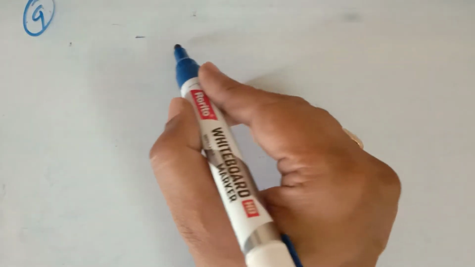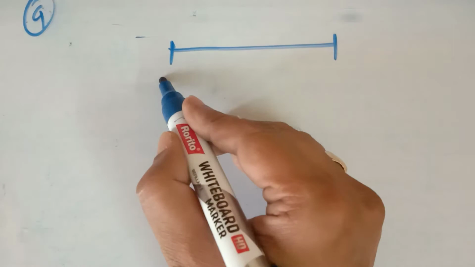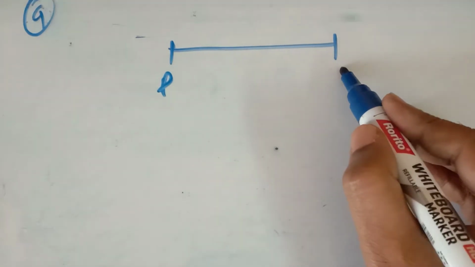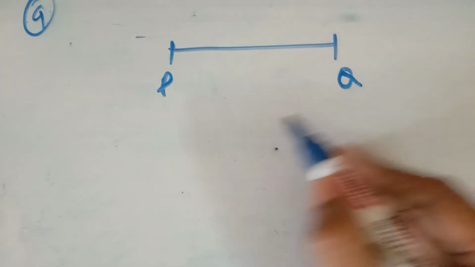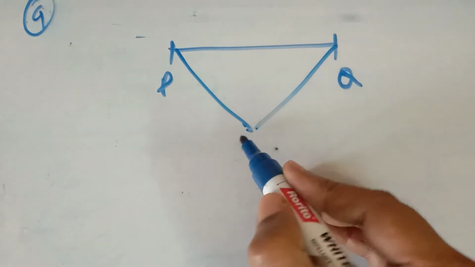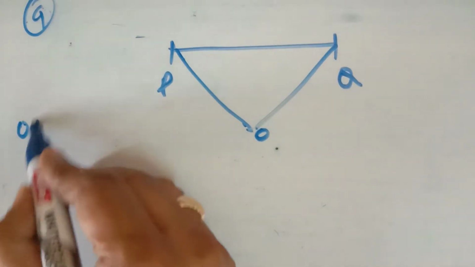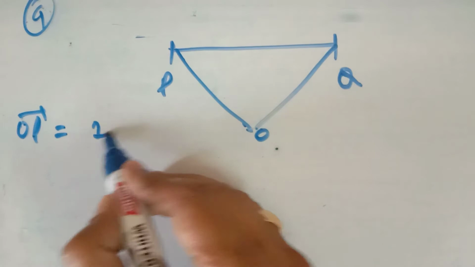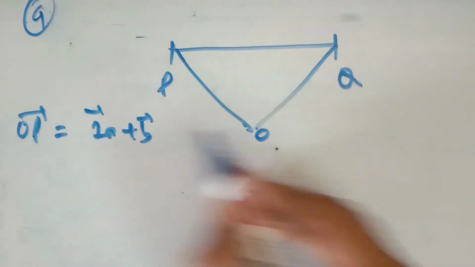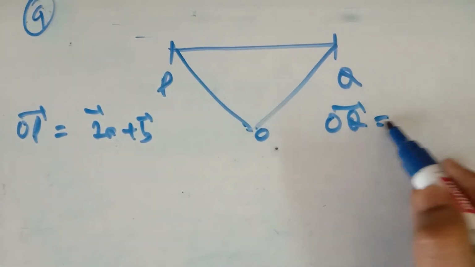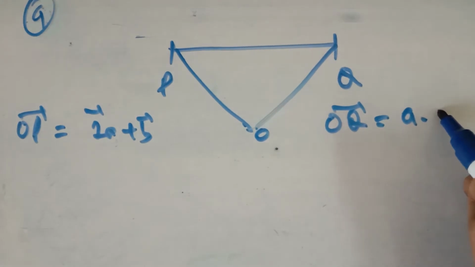Now in question number 9, you have to find the position vector of the point R which divides the line joining the points P and Q. You have to find the position vector of R which is dividing the points PQ whose position vectors are given. The position vector of P is given as 2a plus b, and the position vector of Q is given as a minus 3b.